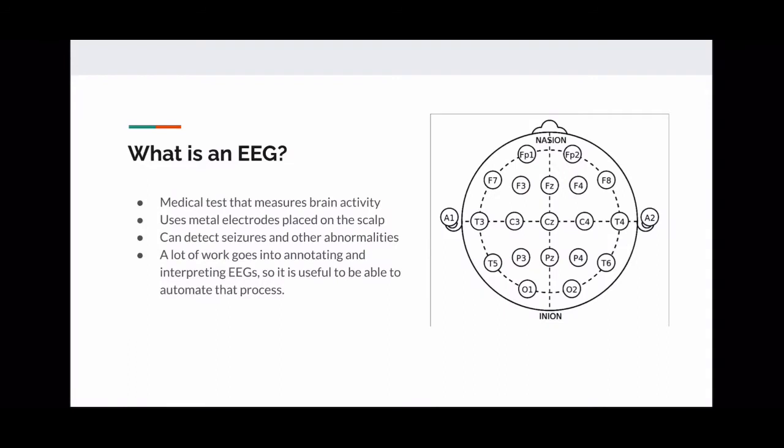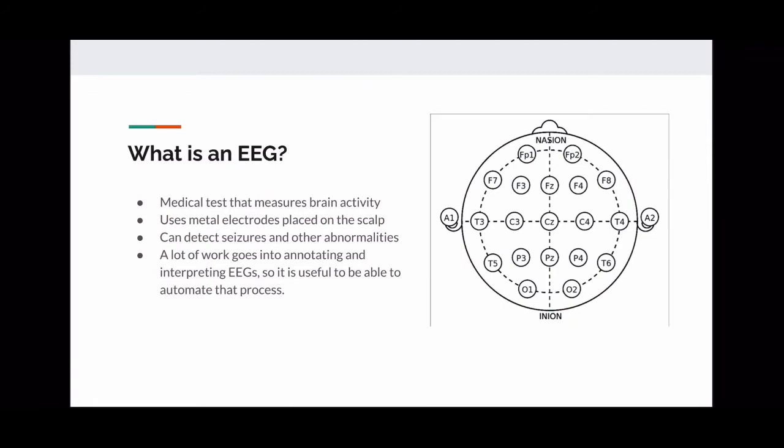Here's the basic overview of an EEG for those of you who are unfamiliar. An EEG records the electrical activity of the brain, and as an EEG technologist, I place metal electrodes onto the patient's scalp in order to record this activity. This test is best used to help the doctor diagnose and treat seizures.